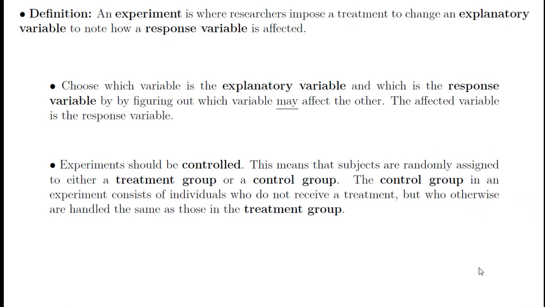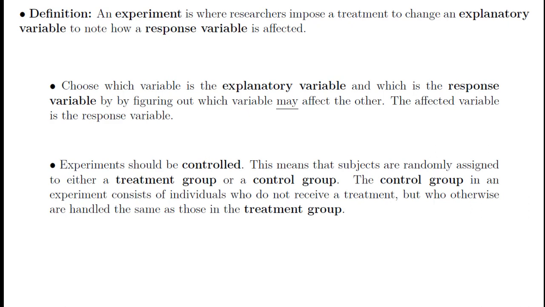we'll talk about why. So first of all, just a definition: an experiment is where researchers impose a treatment to change an explanatory variable and then note how a response variable is affected. Okay? So explanatory variable and response variable, that's the first time we've brought those up. We've talked about variables, but we haven't used those words to this point.